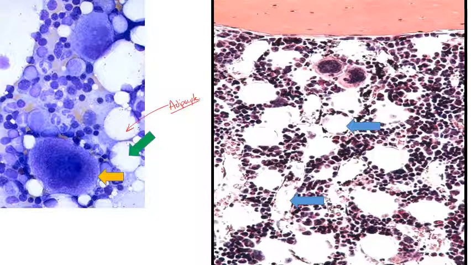Now, we've already seen this cell. We saw a TEM image of it in the previous lecture, but I'll give you a hint. It makes platelets. Well, if you got the hint, you'd know that's a megakaryocyte.